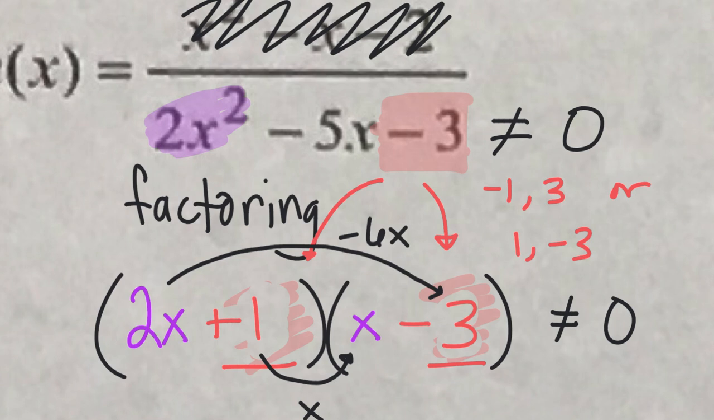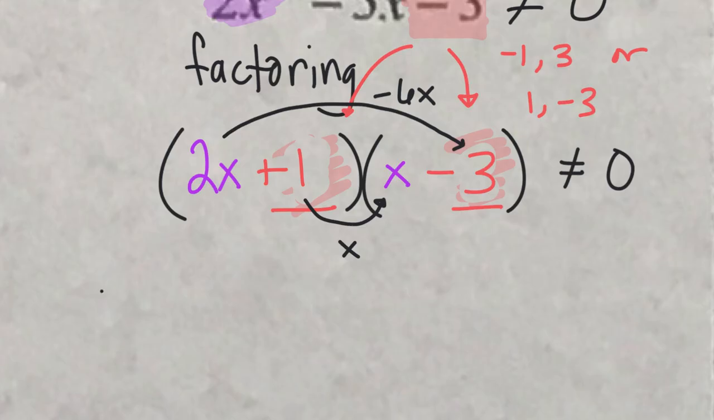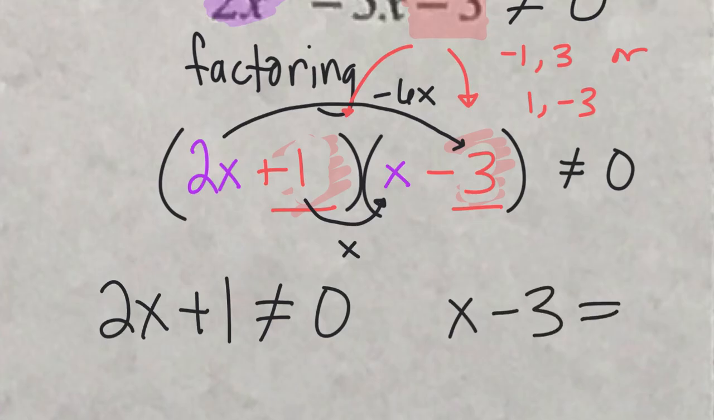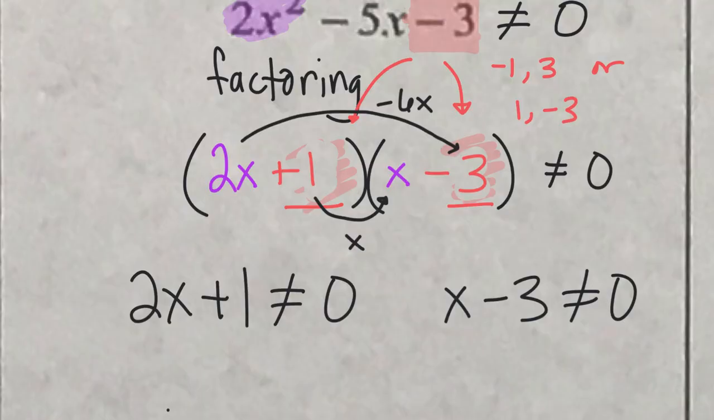Those are the correct factors, because when you FOIL it back out, you get the quadratic that we started with. That's probably the hardest part, whether you're good at factoring or not, is factoring. So 2x plus 1 can't be 0, or x minus 3. These are our two numbers that we have to exclude from our domain.